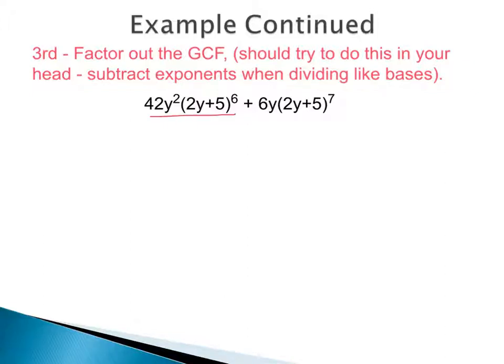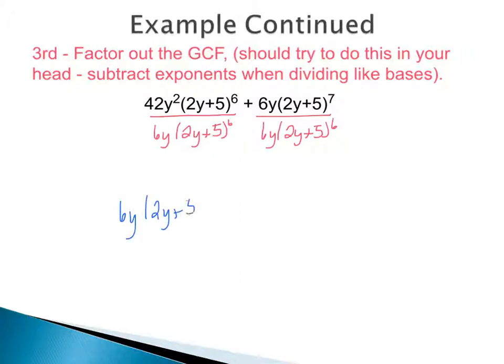So I'm dividing each group by the 6y times (2y plus 5) to the 6th. Same thing with our second group, 6y times (2y plus 5) to the 6th. So remember, we're dividing it out, but that 6y times (2y plus 5) to the 6th is going to be part of our final factored answer. So I'm going to put this on the outside, 6y times (2y plus 5) to the 6th. We don't forget about it. And then after we divide it out, whatever we're left with will go inside the square bracket.